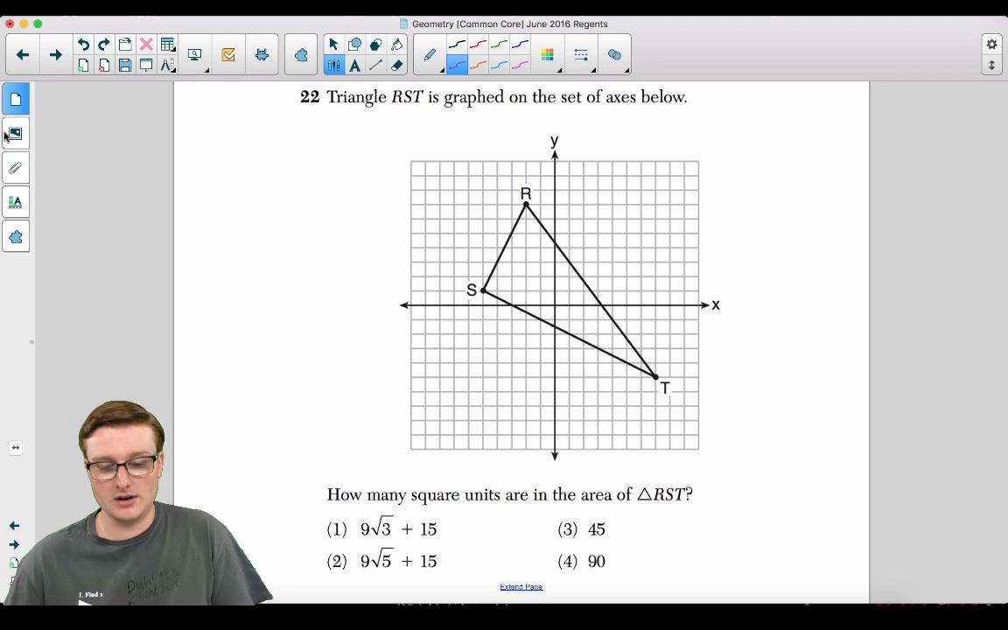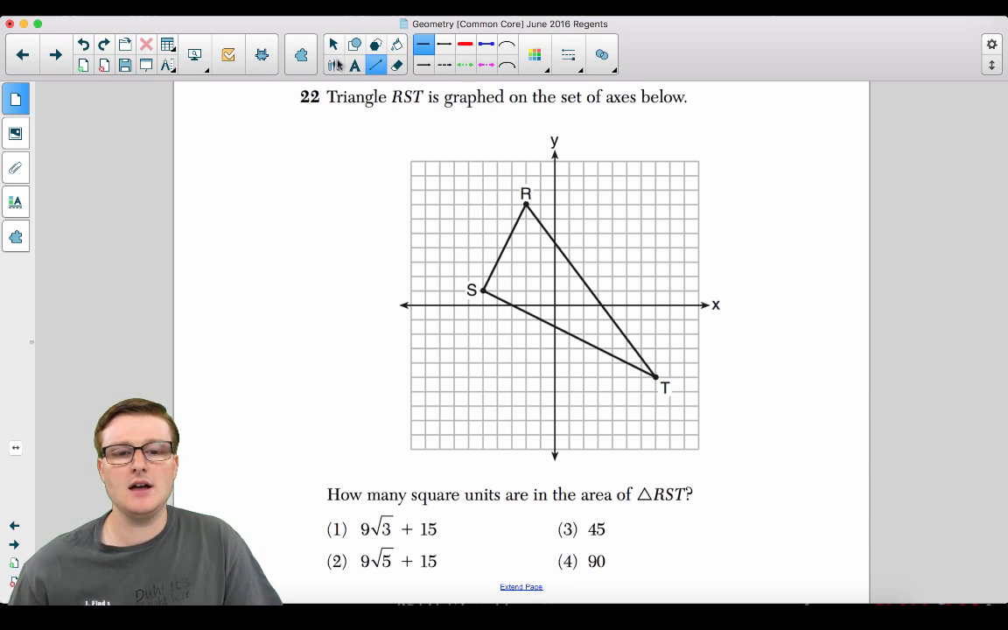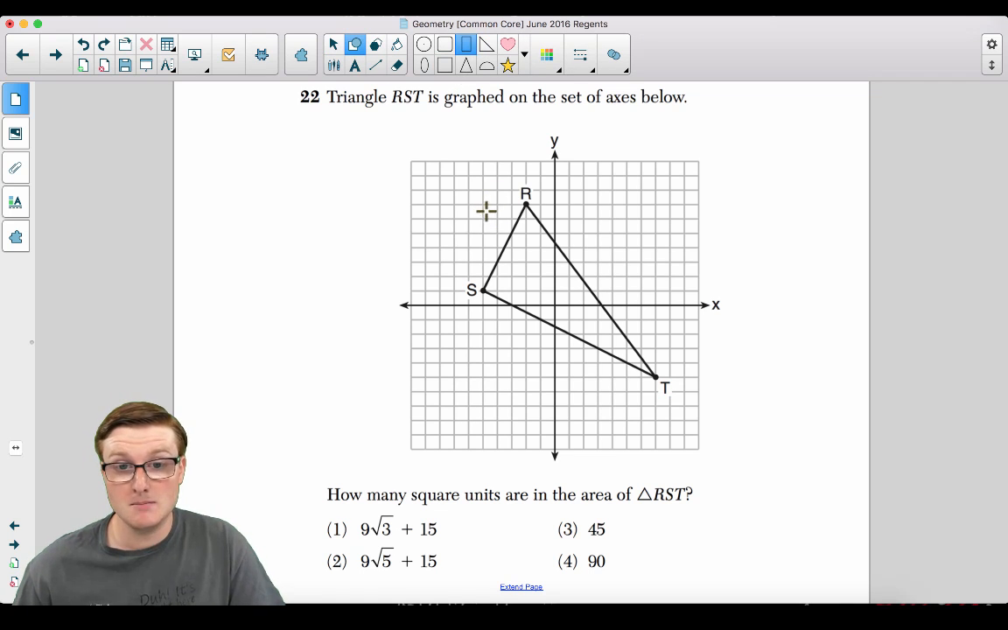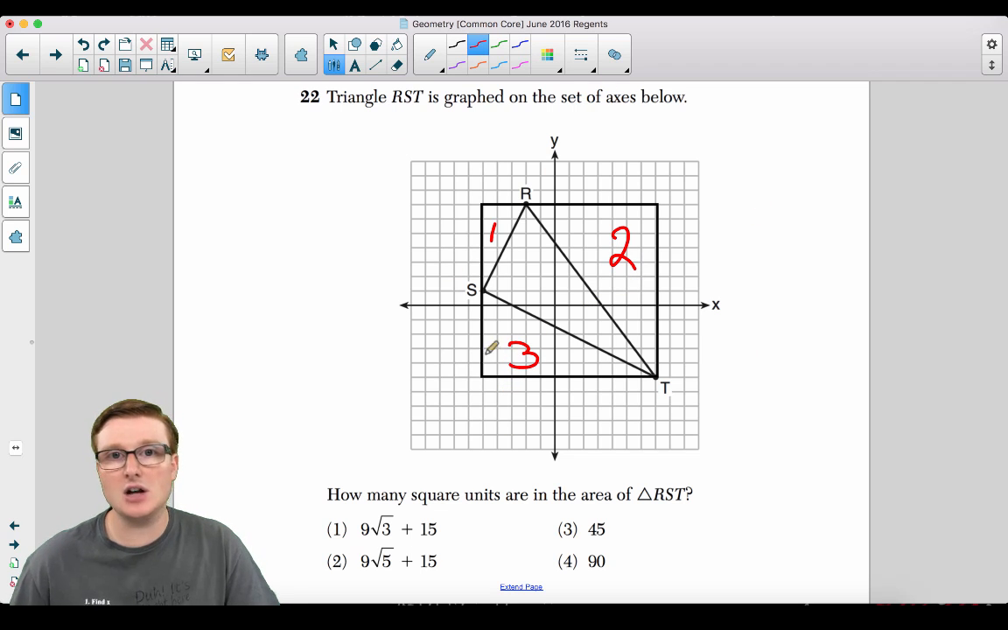22. Triangle RST is graphed on the set of axes below. How many square units are in the area of triangle RST? So, listen. The way your teacher might have taught you this is this way. Most teachers teach to draw a box around your triangle, find the area of triangles 1, 2, and 3, then find the area of the whole rectangle or square, whatever it is, and then subtract the areas of 1, 2, and 3. You don't have to do that if triangle RST is a right triangle.